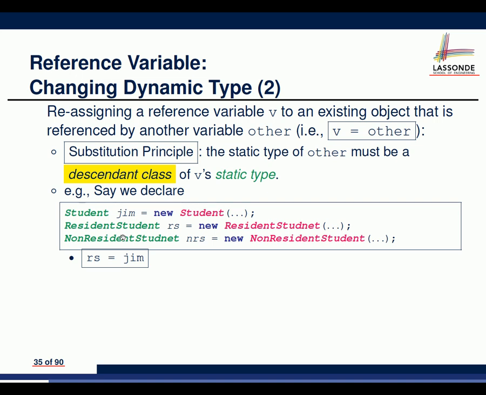For this one, we already covered, right? Let's see. What are we trying to do here? If you try to do the reassignment here, on the right-hand side, Jim, the static type is Student. The left-hand side, the static type is ResidentStudent. Is Student a descendant class of ResidentStudent? No. So, does not compile.